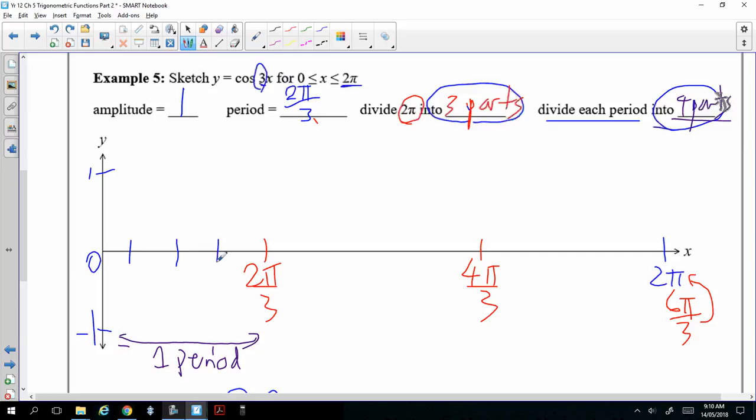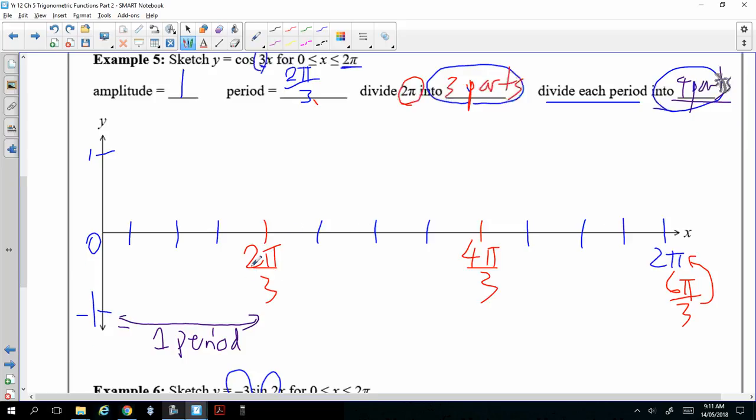Okay, and do the same thing, half, half, half. Half, half, half, like that. You don't need to label all the numbers. I think that's enough. Or if you want to work out what this is, just divide 2 pi over 3 by 4. You get pi over 6 here.